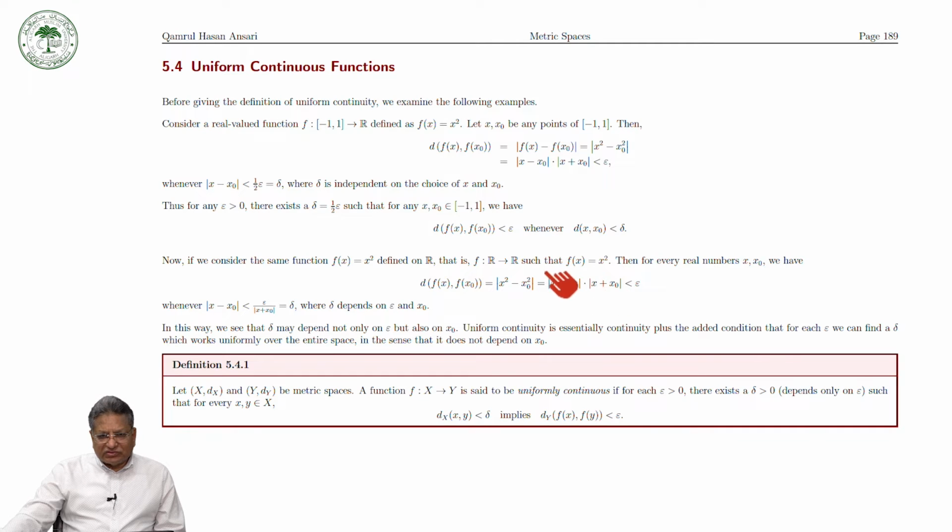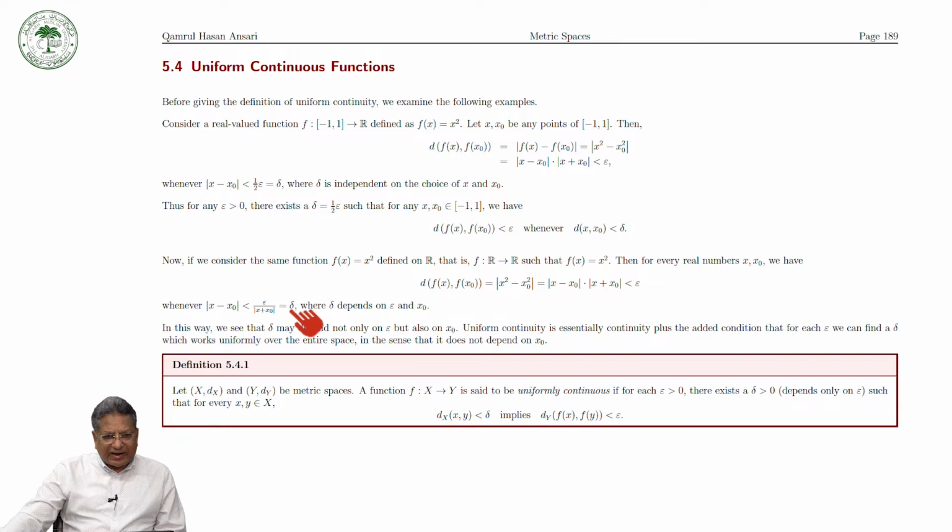And this is less than epsilon whenever mod of x minus x naught is less than 1 over mod of x plus x naught. So if this term is less than epsilon divided by mod of x plus x naught, then this is less than epsilon, and we can call this term delta. And now you can see that this delta depends on epsilon as well as on x and x naught.